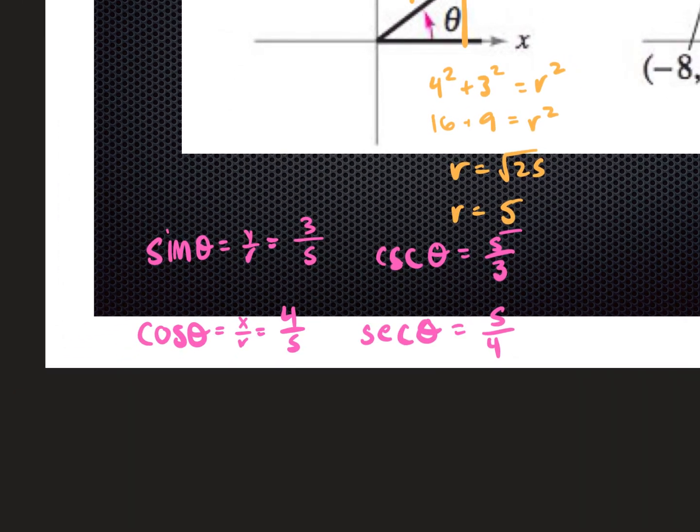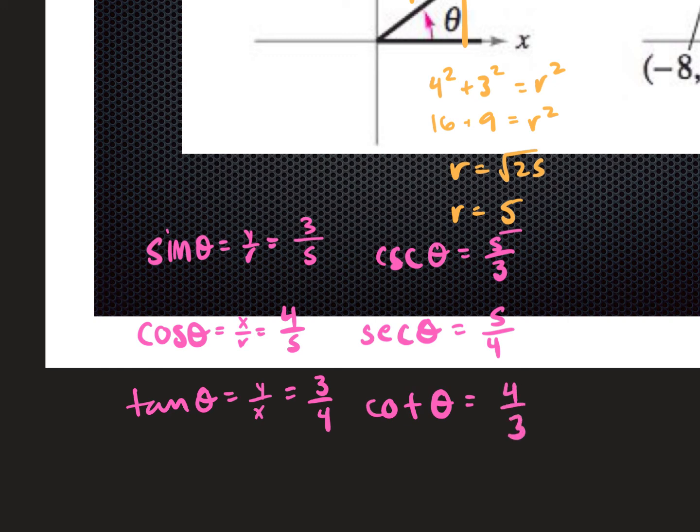And then lastly, tangent is y over x. So that would be 3 over 4. And cotangent is the reciprocal of that, so 4 over 3.